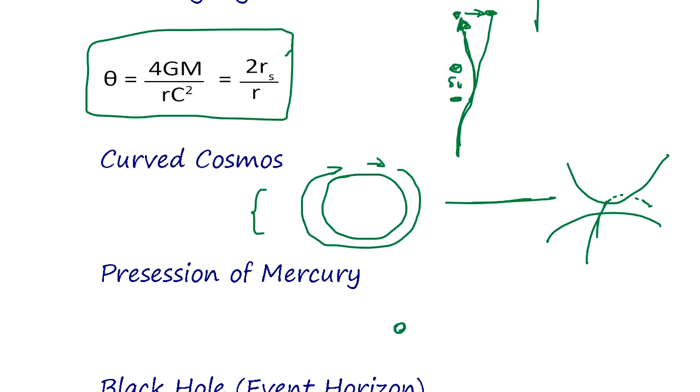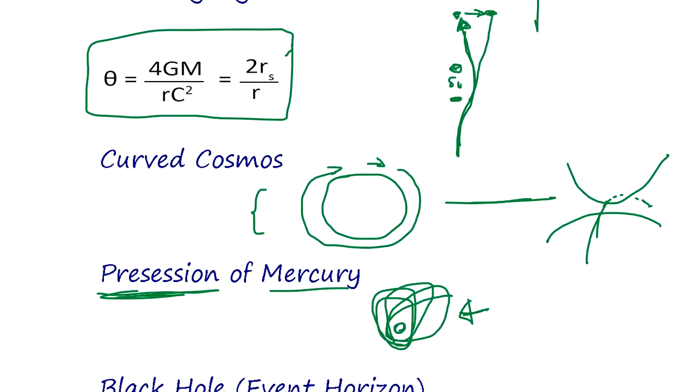Mercury is going around the sun, but it's gradually changing the orientation of its ellipse. It's called the precession, and the precession of Mercury has never been explained by Newton's law, but the general theory of relativity successfully explained this.